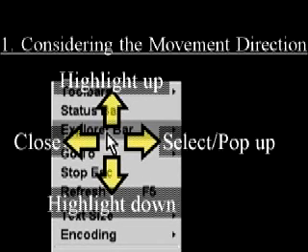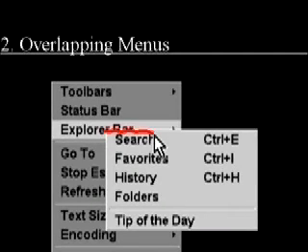Our system considers the direction of cursor movement for controlling menu traversal. A horizontal motion opens or closes a menu, or selects a terminal item. A vertical motion changes the highlight. In addition, a submenu pops up at the position of the mouse cursor, overlapping the parent menu.